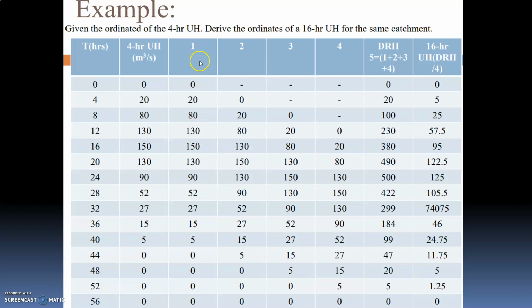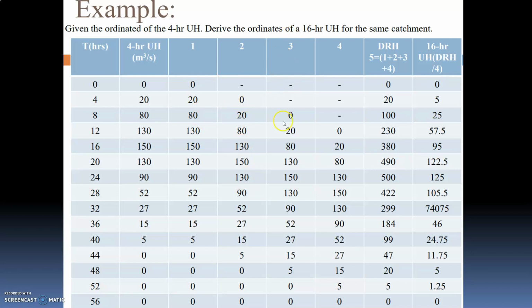Let us take the first one. There are 4 steps: 16 divided by 4 is 4, so 4 ordinates you have to construct. One ordinate is already given, so write that: 0, 20, 80, 130, 150. For the second ordinate, you have to start from the 4 hour, since every 4 hours you draw the ordinate. So start from 4, same thing: 0, 20, 80, 130, but from the 4 hour.